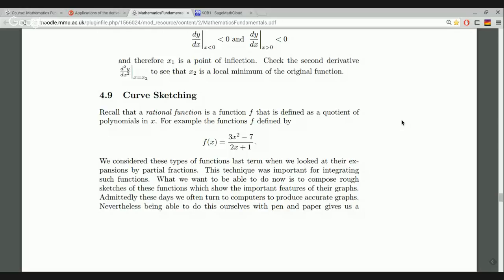So that's what we're going to do for the moment. We'll try and produce a sketch of the graph of this function, and then compare what we can deduce just by paper and pencil with an accurate plot of it from the computer.